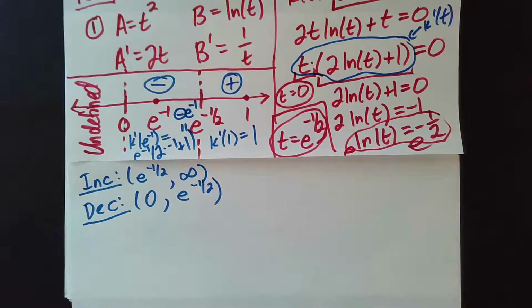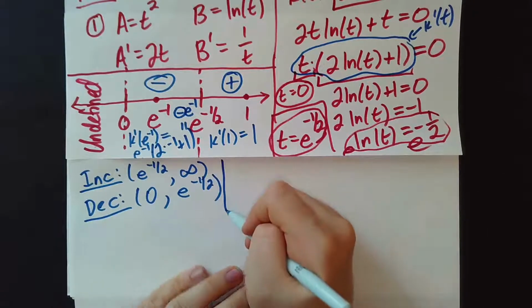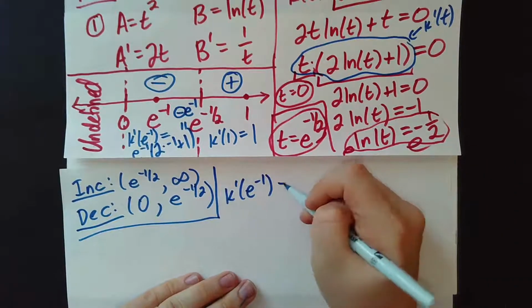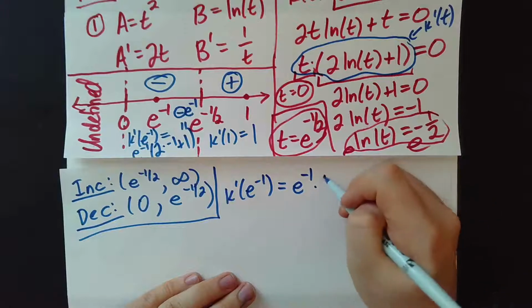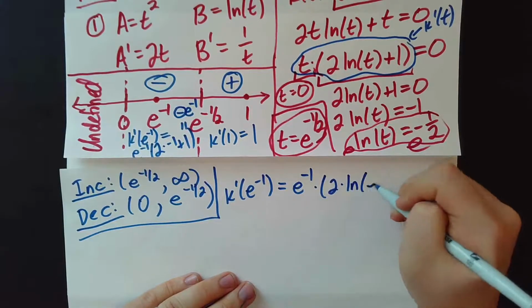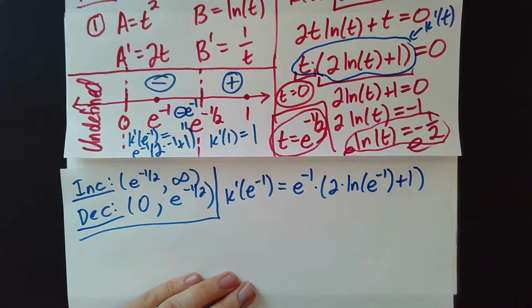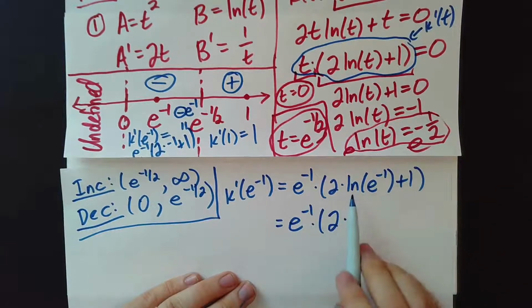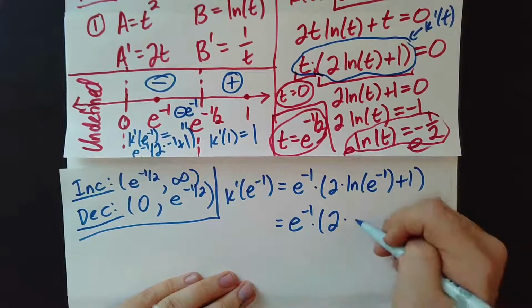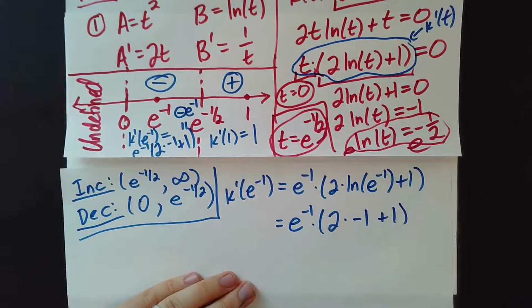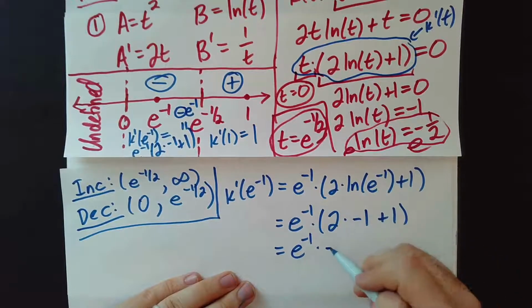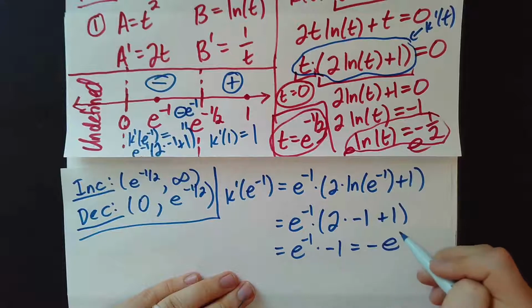Yeah, I can write out k prime of e to the minus 1. So let's write that out in slow motion. So k prime of e to the minus 1 is e to the minus 1 times 2 times the natural log of e to the minus 1 plus 1, which is e to the minus 1 times 2 times, the natural log of e to the minus 1 is minus 1, plus 1. So that is e to the minus 1 times, and then that is minus 1. And so that is minus e to the minus 1.